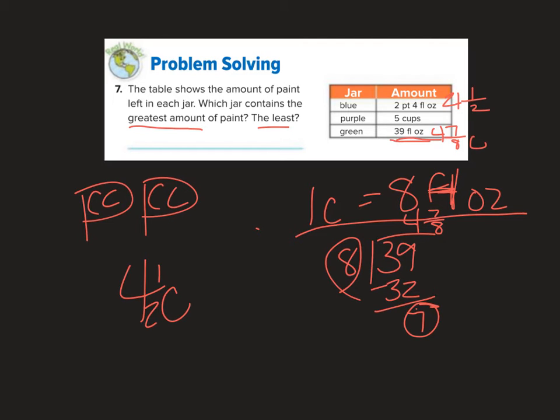Okay, so what's the biggest? So the greatest equals purple, because that is 5. The least, so what's smaller, 1/2 or 7/8, right? So half of 8 is 4. So that means 7 is greater than 4. So that's greater, so that means this is the smallest. 4.5 is the smallest, which is blue.